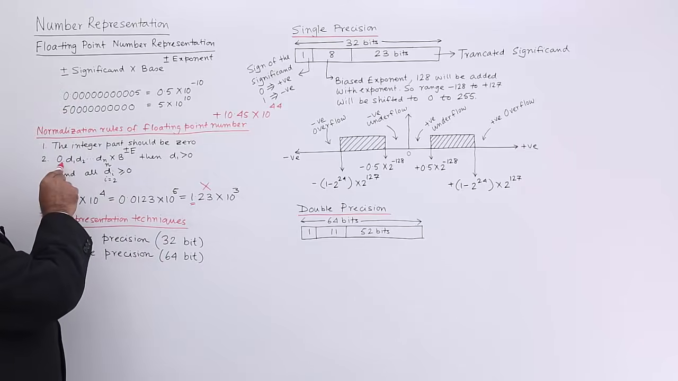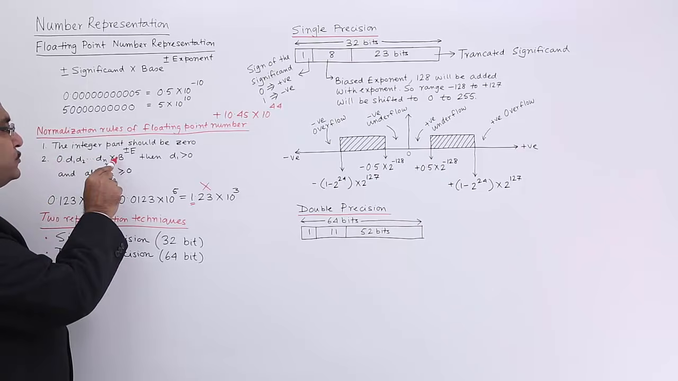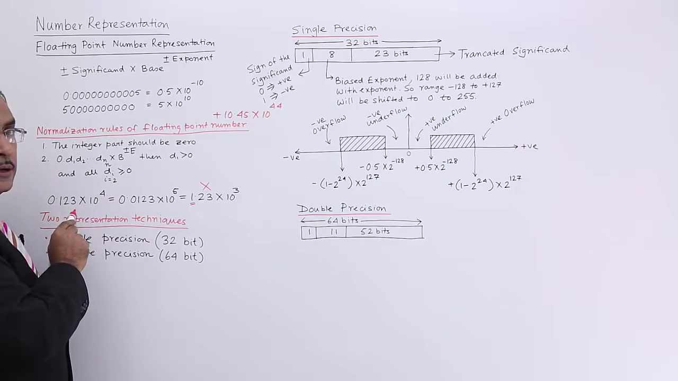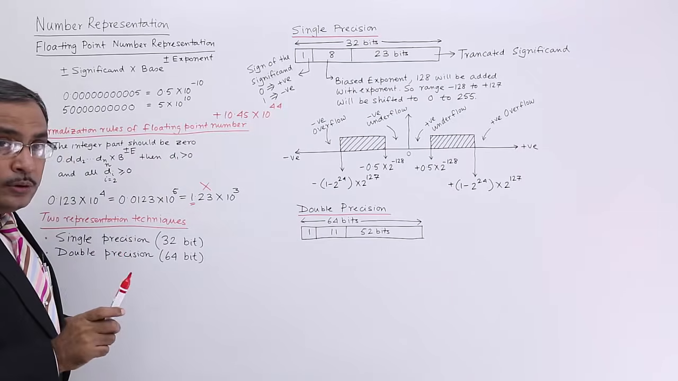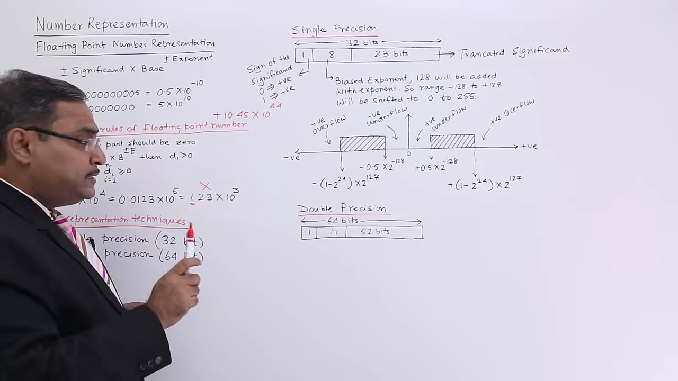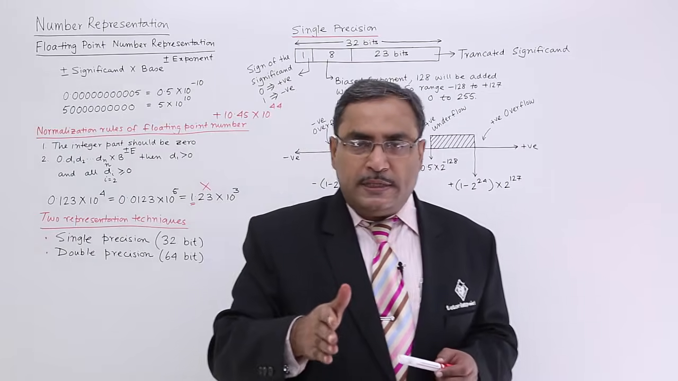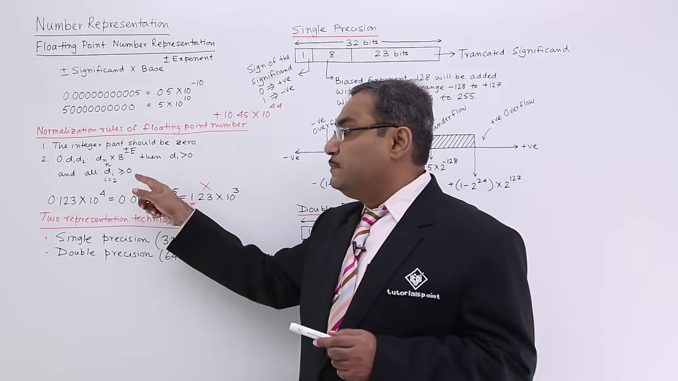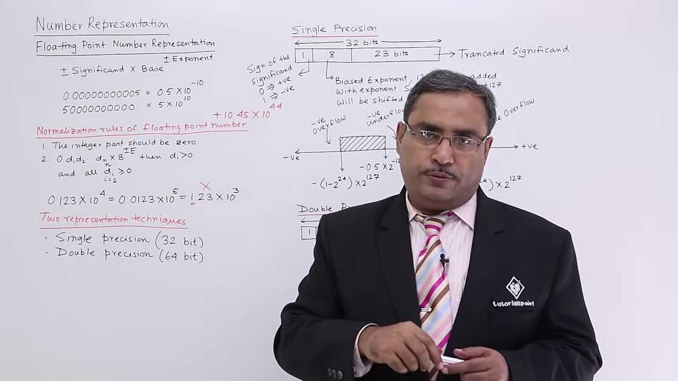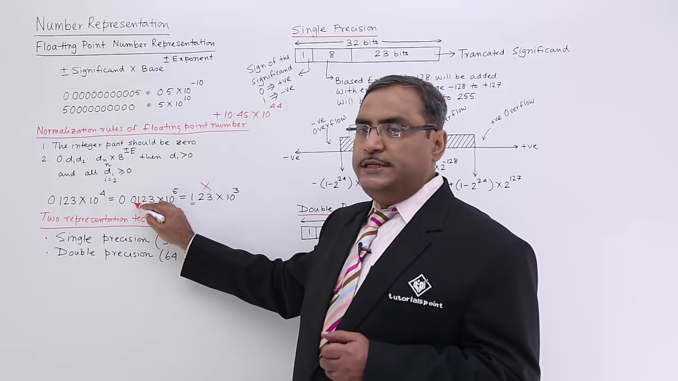Second one is that if the number is 0.d1 d2 ... dn times base to the power of plus or minus exponent, then the first digit d1 must be greater than 0. It cannot be 0. It should be greater than 0, and all di ranging from 2 to n, that means the rest of the digits, must be greater than or equal to 0. That means that right after the decimal point the digit cannot be 0.